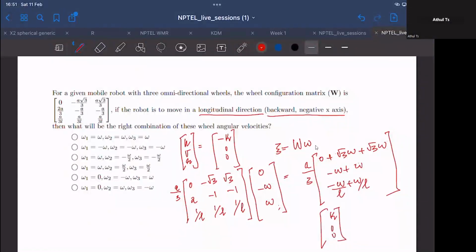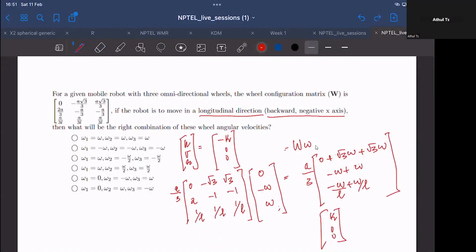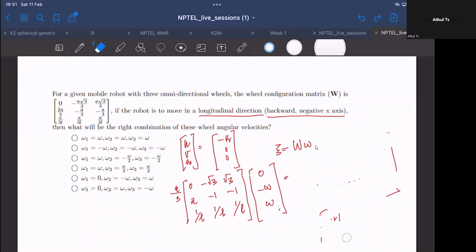But our question specifically says it should move backward in the negative x-axis. So we would expect a negative sign, but in this case, we don't have a negative sign. Again, this is also not the correct answer. So we only have one more option to consider.